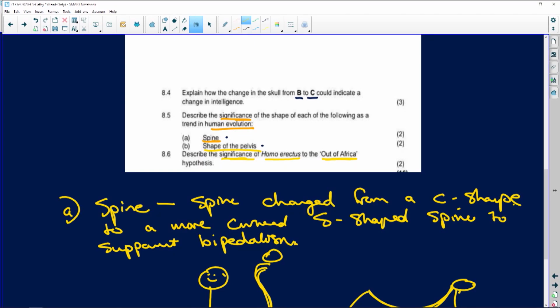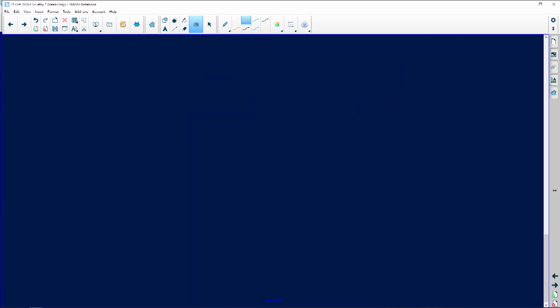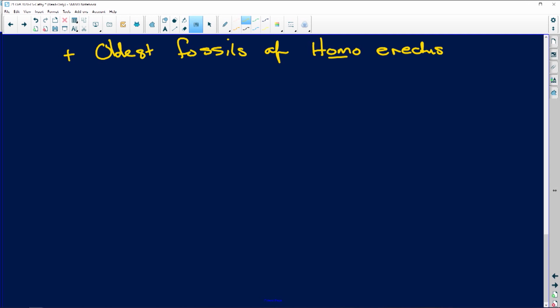But if we look at Homo erectus in the out of Africa hypothesis, this is what I need you to do. First of all, our oldest fossils of Homo, with a capital letter, erectus, with a lowercase letter, that's your genus, this is your species, were found in Africa, in our continent. I mean, how awesome is that?